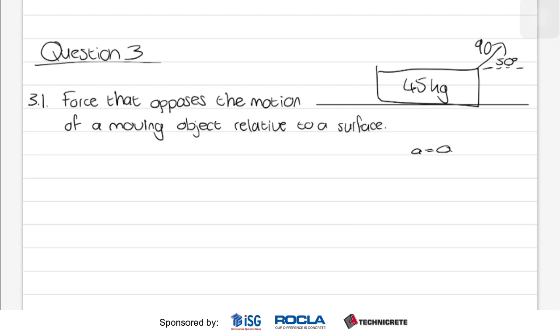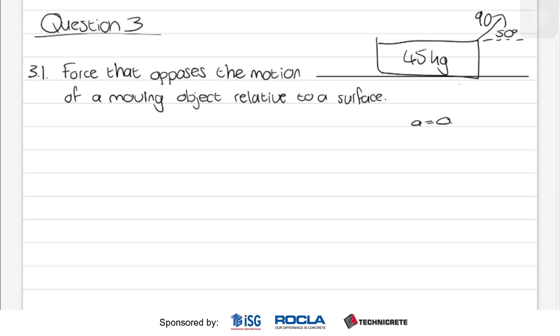So remember, your frictional force is the force that goes opposite to the motion. So here you have this going right. So your frictional force will always oppose the movement of an object. So yeah, it's just the definition. It is the force that opposes the motion of a moving object relative to a surface. Frictional force is always an opposing force.